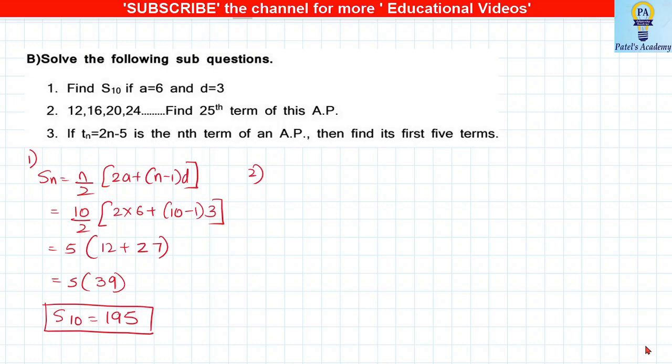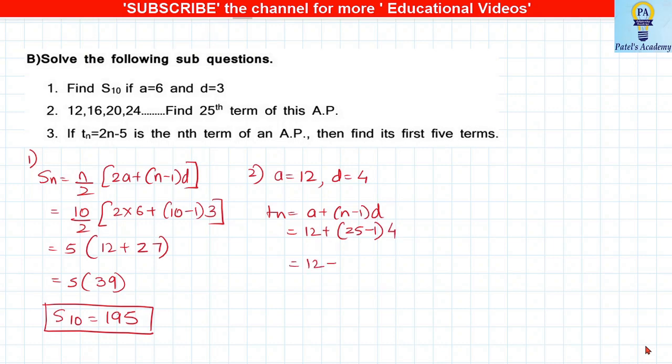Now they are given the AP. You have to find out the 25th term. So to find the 25th term, you should know the value of a and d. So a is 12 and d is 4. Now you have to find out the 25th term. We have to use Tn equals a plus n minus 1 d. So a is 12, n is 25, we are finding the 25th term, and d is 4.